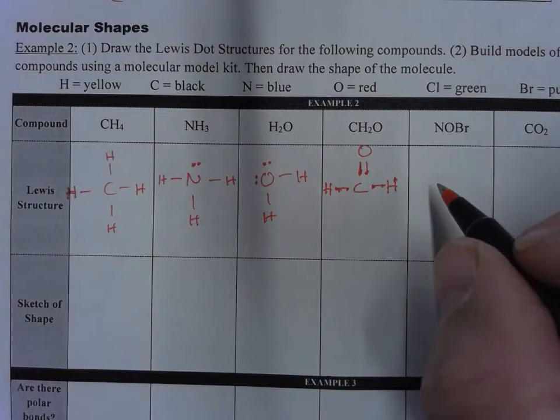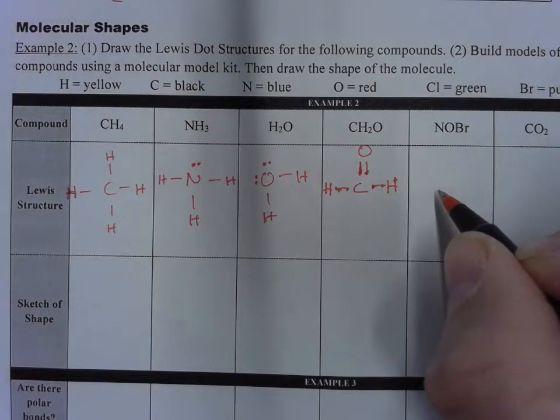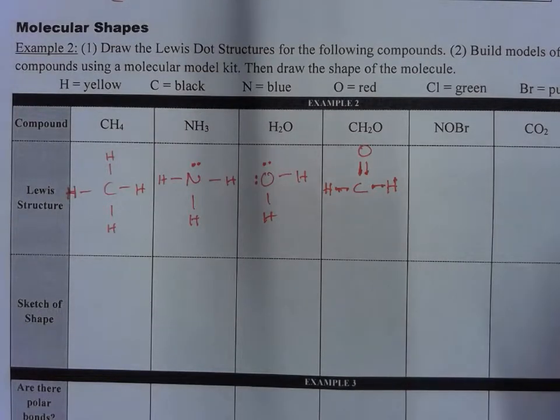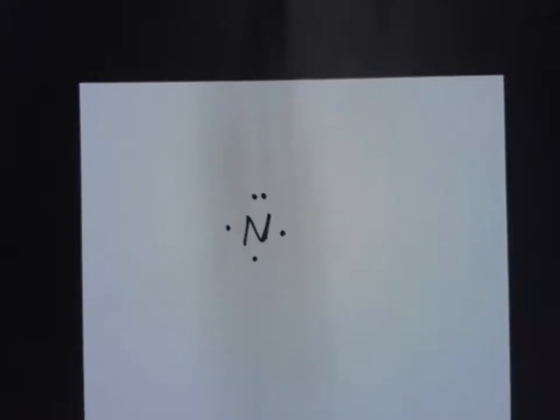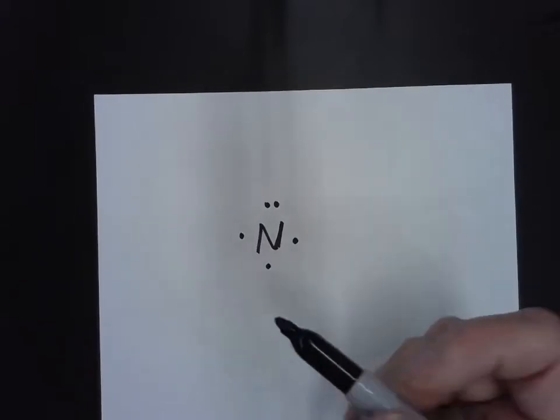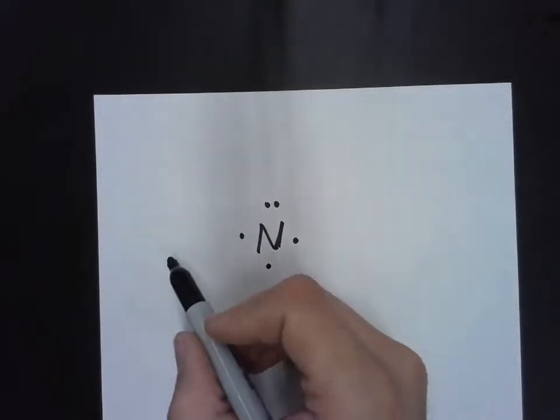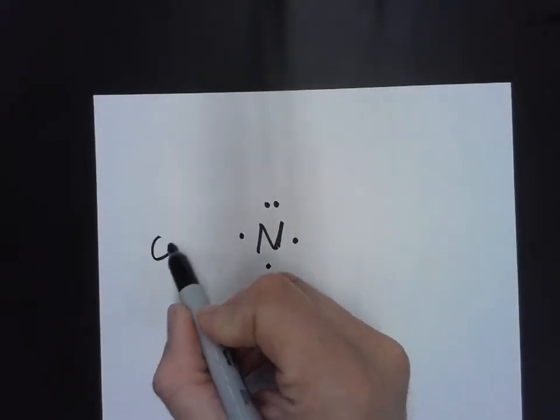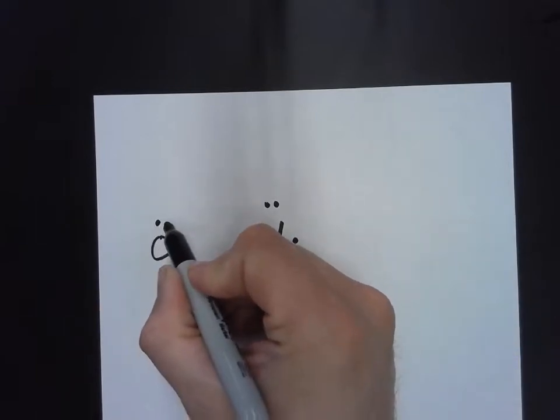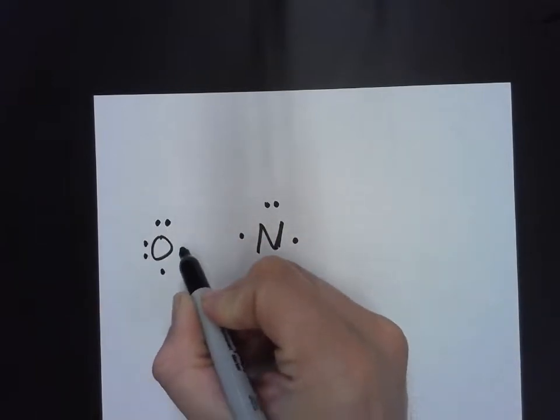NOBr. NOBr looks like this. Oh, you know what? I'm going to pause it for a second. I'll do NOBr. I'll work the whole thing out for you. You don't have to copy this. You can just watch me do this, or you're welcome to copy this in your notebook if you want to, but you don't have to. There's N, here's O, and here's Br.